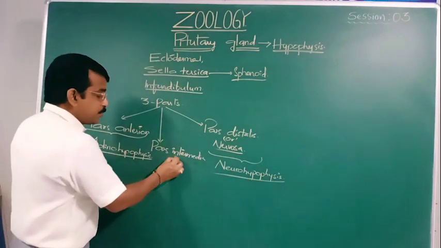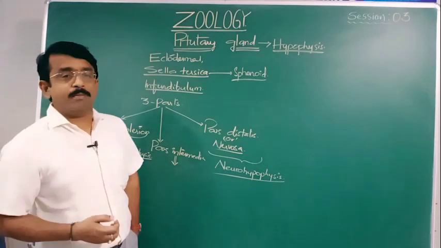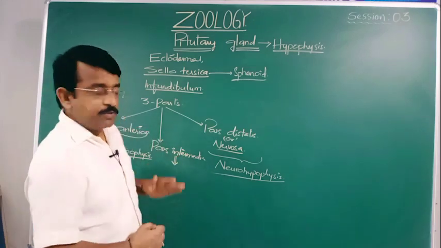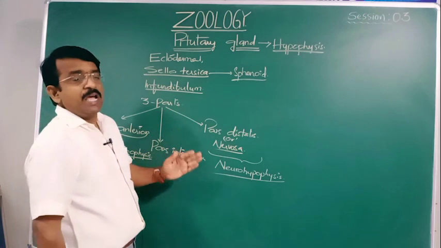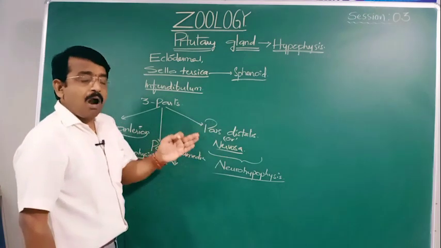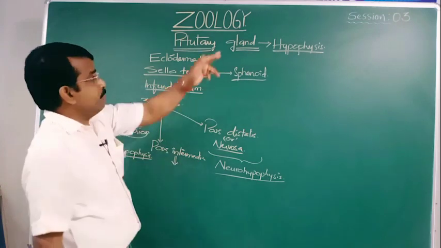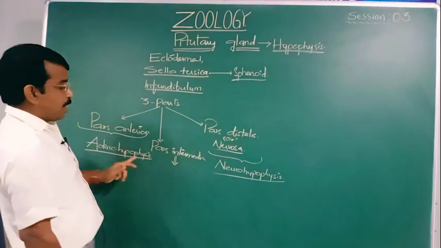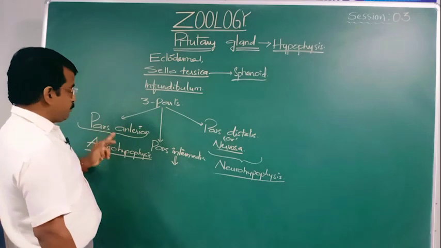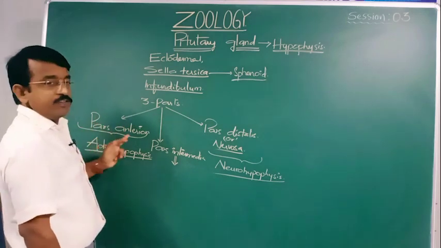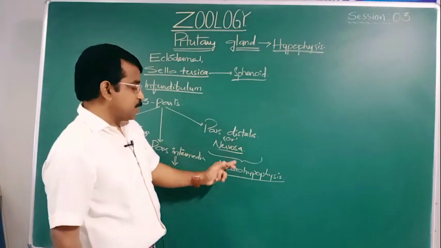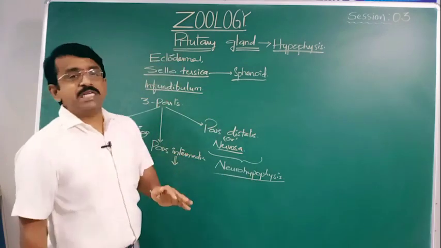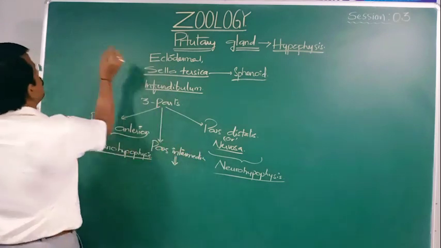And the pars intermedia, which is the intermediate lobe, is well developed in the lower vertebrates, but it is almost atrophied in human beings. That's the reason this pars intermedia is said to be degenerated or atrophied. So the pituitary gland is also called the hypophysis. Adenohypophysis is the anterior pituitary or pars anterior, and this is the posterior pituitary or pars nervosa, the neurohypophysis. The pituitary gland is considered to be the master gland.